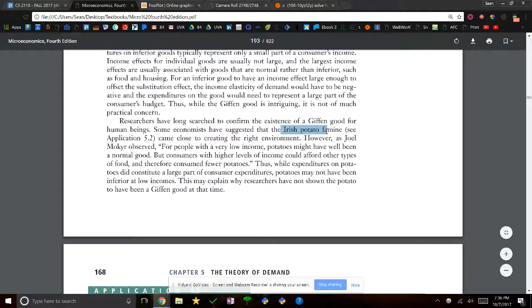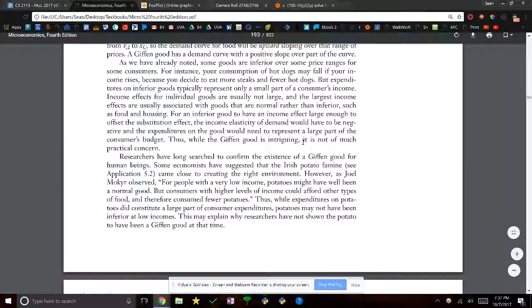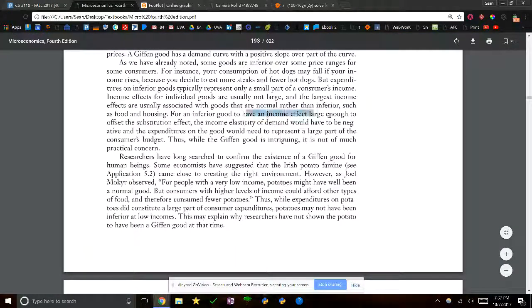They thought the Irish potato famine one might be one, but in order for a Giffen good to happen, first, you have to have a negative income elasticity of demand, and then also the good has to be a large part of your budget.